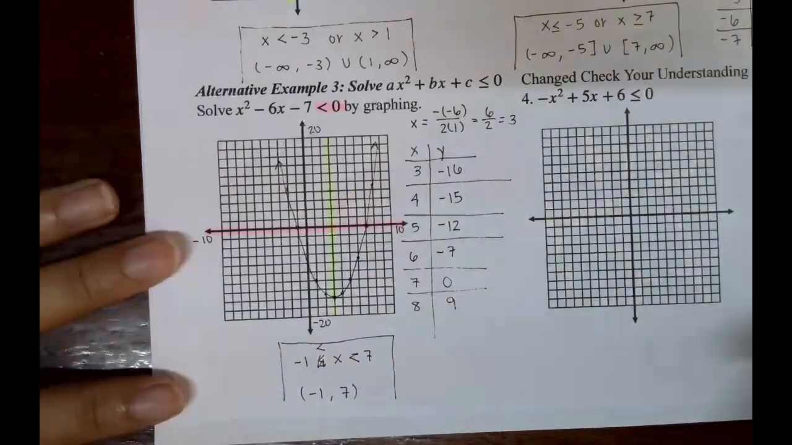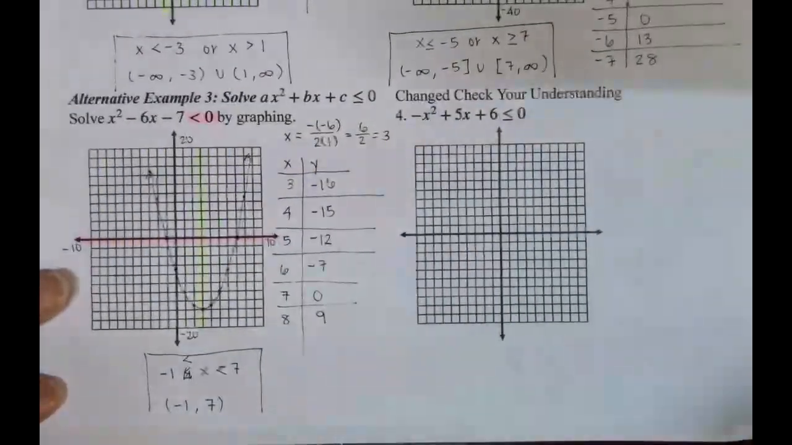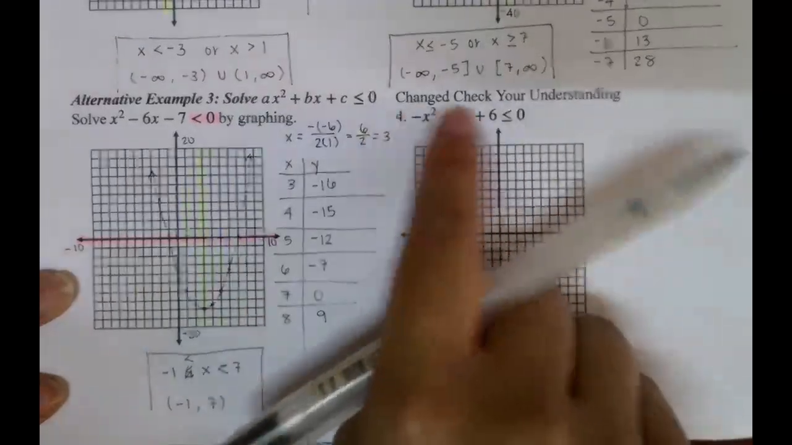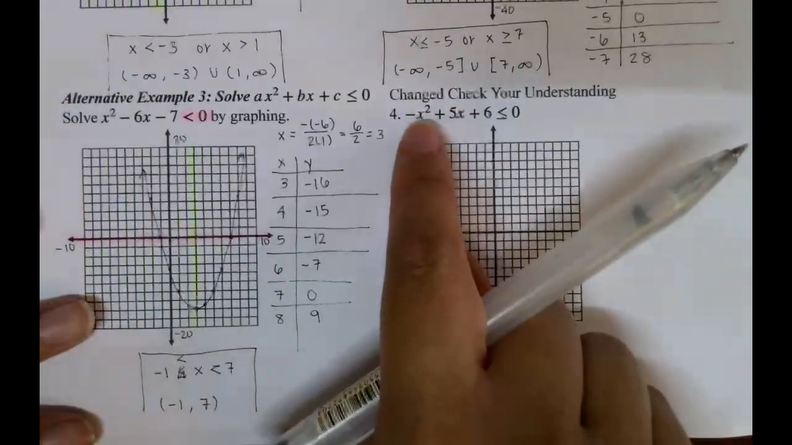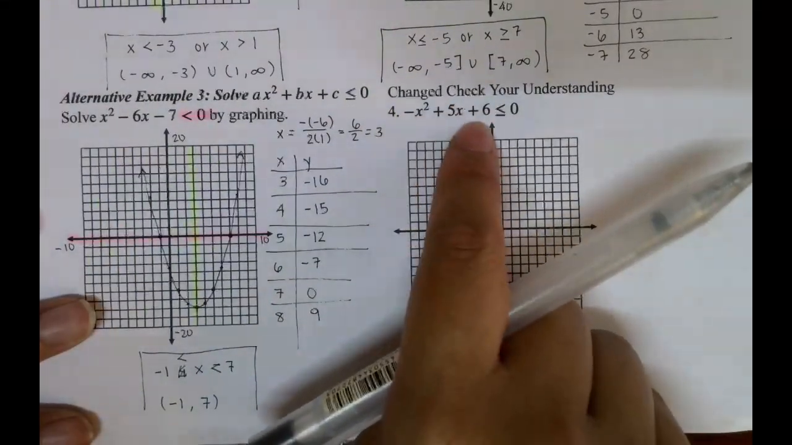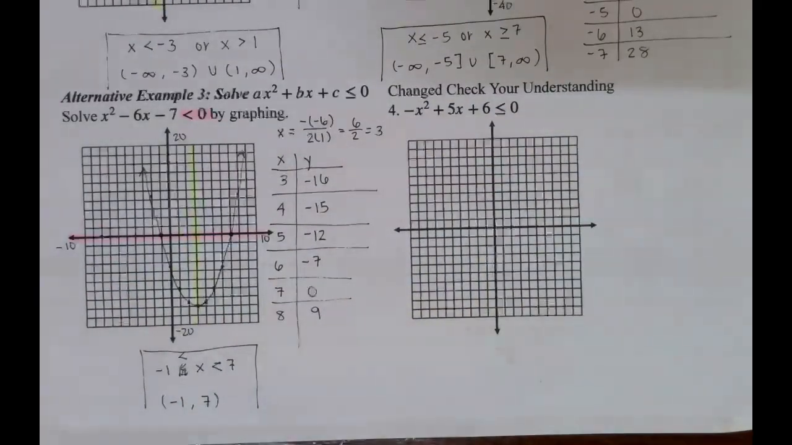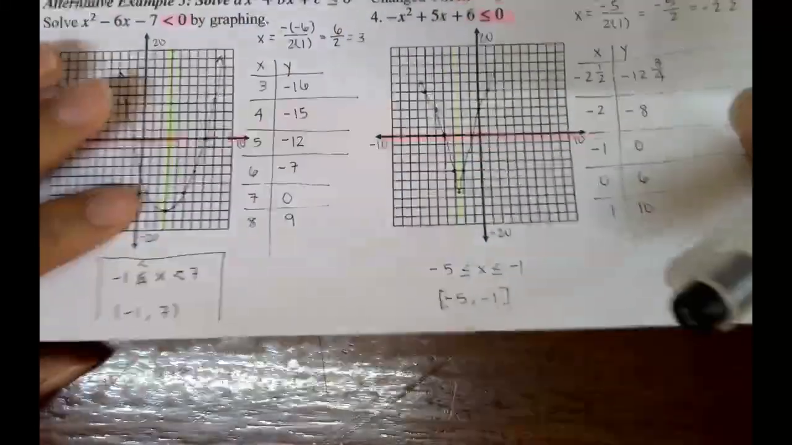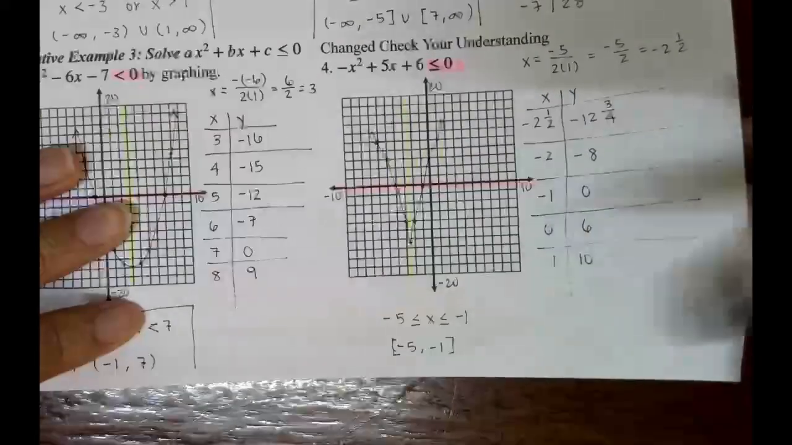Okay. So here, you're going to do check your understanding, but I changed it a bit. Okay. So you're going to be doing negative x squared plus 5x plus 6 less than or equal to 0. Tell me which x values fit with that. Okay, this is your answer that you should have gotten.